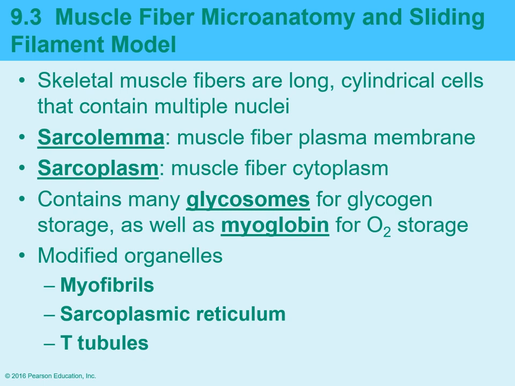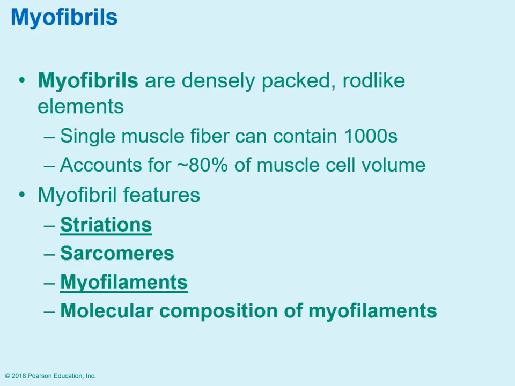Myoglobin is a compound that's found in muscle fibers, and it does bind oxygen. It's similar to hemoglobin that's found in the blood. So it does store oxygen, which is important because muscle contraction requires a lot of oxygen. There are some modified organelles: myofibrils, sarcoplasmic reticulum, and T-tubules.